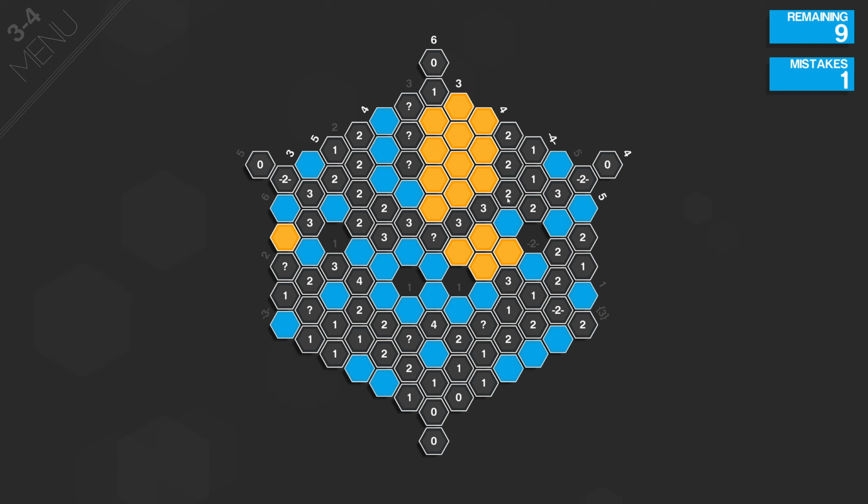This 2 only touches 2, so it must be that. This 2 only touches 2, must be that. This 2 only touches 2, must be that. This 4 now only has 2 more options, so it must be these. This 3 touches 3, it's not that. This 3 now needs a third.